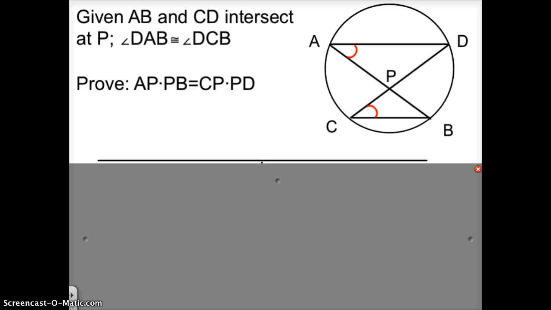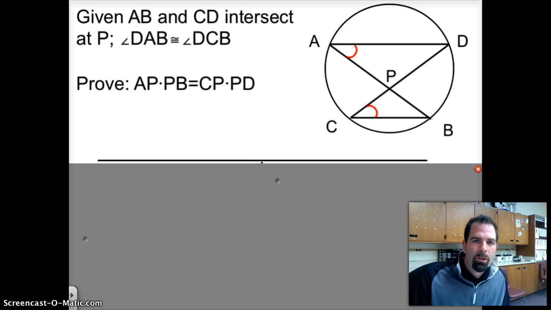The last example is actually number 14 on your worksheet. The given information is that AB and CD intersect at P, and that angles DAB and DCB are congruent. Your job is to prove that the product of AP and PB is equal to the product of CP and PD. Hit pause and try to answer that proof now. You're going to have to answer this one and then bring it in tomorrow for the final proof results.